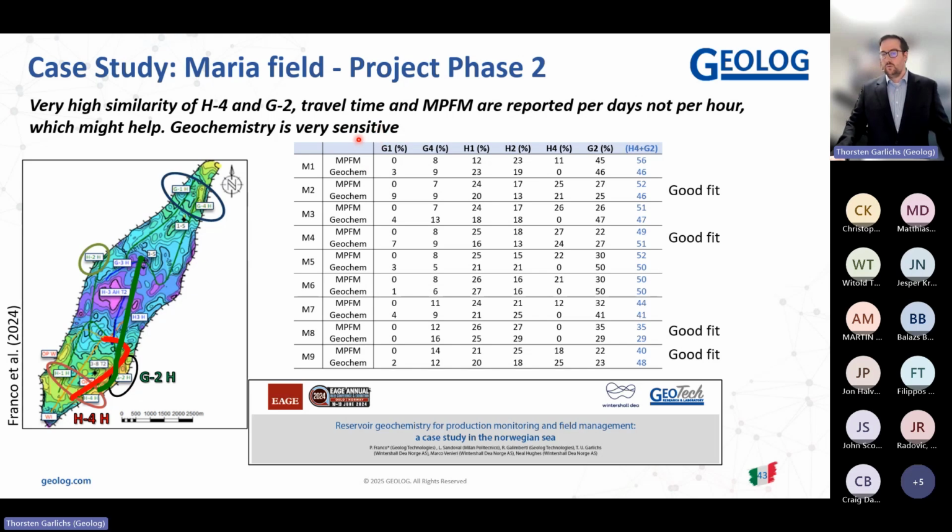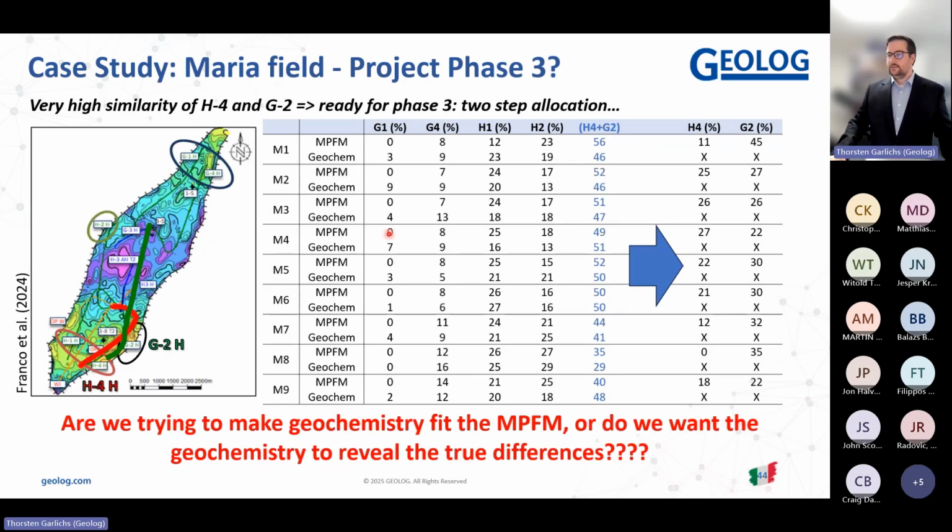However, we believe we can easily deconvolute it when we go to a so-called 2-step allocation. The 2-step allocation would be quite simple. We have the main contribution as before. We collect the data for H4 and G2 together in the first step. And then with the geochemical allocation, we try to deconvolute it in the 2nd step. This is a potential for phase 3 and a potential for another presentation.